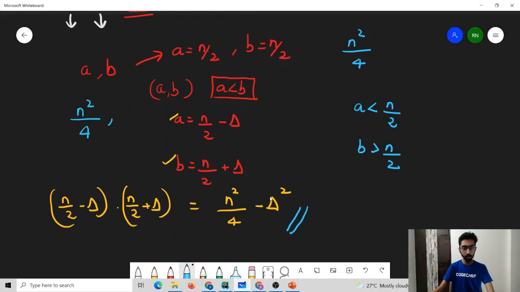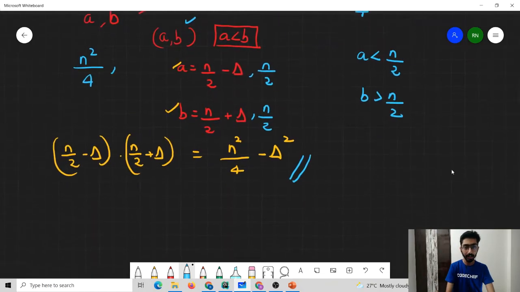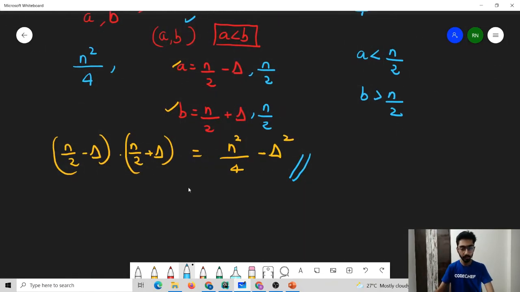Now what I am going to do is exchange my optimum solution by my greedy solution. In other words, my optimum solution was n by 2 minus delta and n by 2 plus delta. Now I am going to exchange it by n by 2 comma n by 2. And after exchanging, I am going to check how this exchange will affect my result. So when I make this exchange, I am going to get my a into b value as n squared by 4. Now one thing that I can clearly see is that n squared by 4 is surely going to be greater than or equal to n squared by 4 minus delta square.